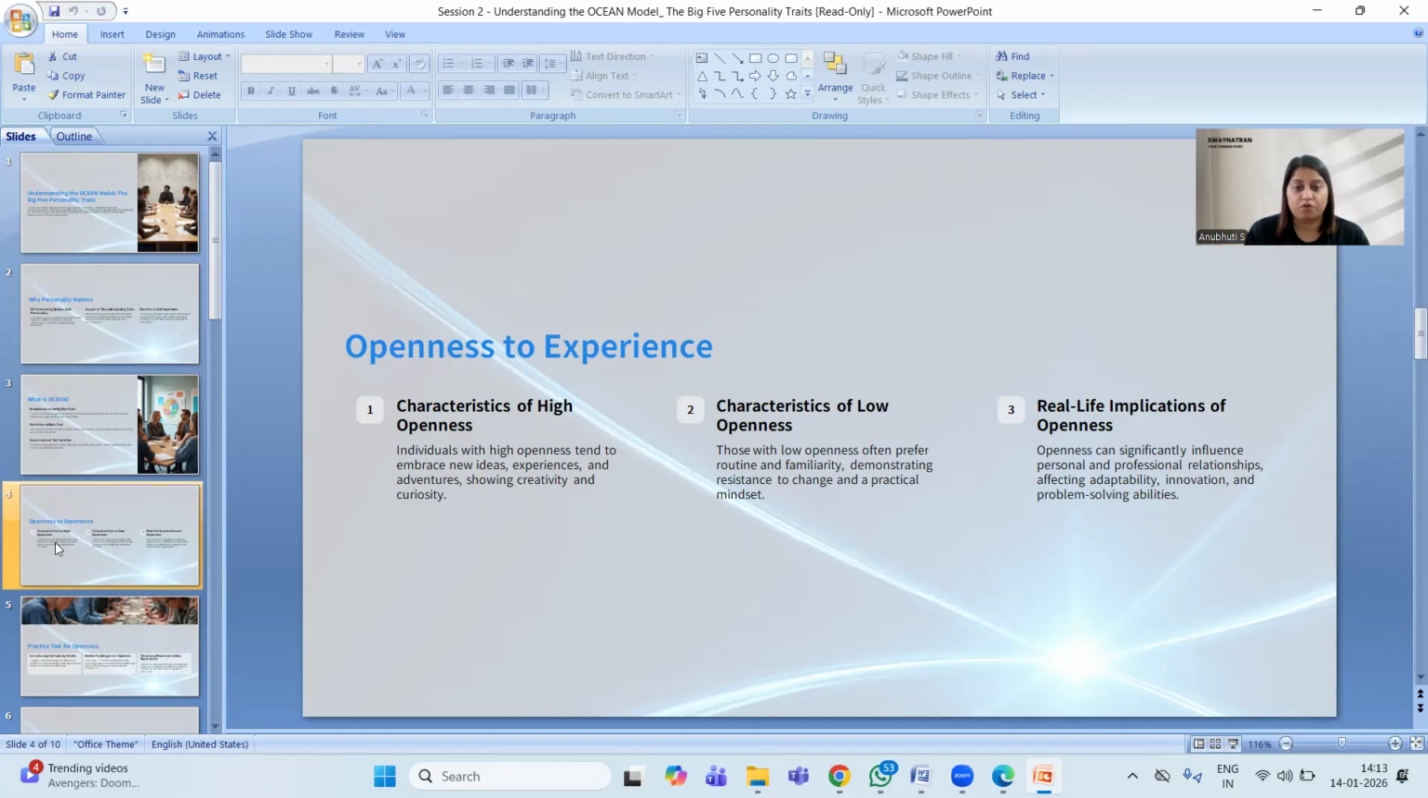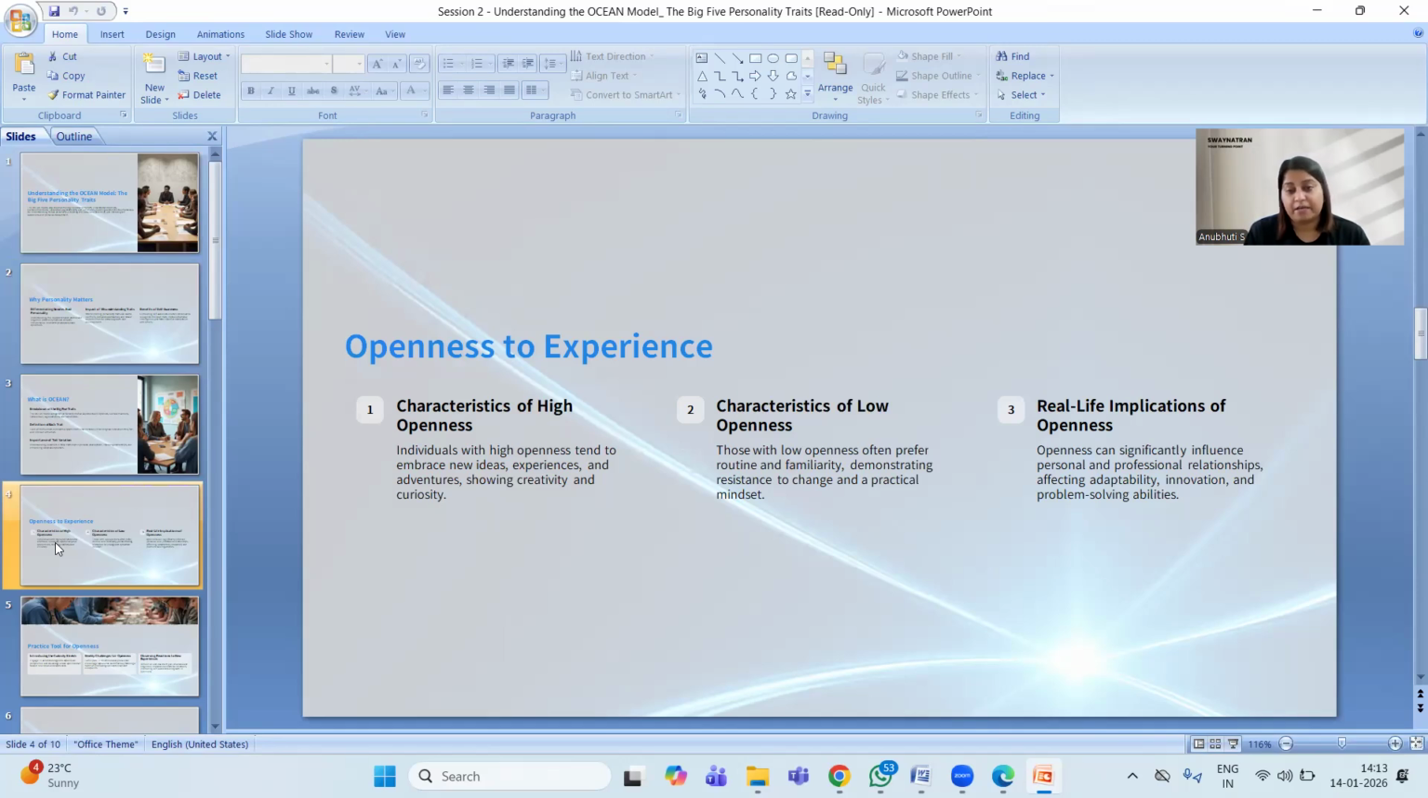Second, characteristics of low openness. Those with low openness often prefer routine and familiarity, demonstrating resistance to change and a practical mindset. This also depends upon the workplace. If you are working in a place where law is very strict and you have to follow the compliance, low openness really works well. It is something which goes by the book. It is something where you don't have to put your brain in. In places with service delivery or process management roles, low openness is something which has always been accepted.